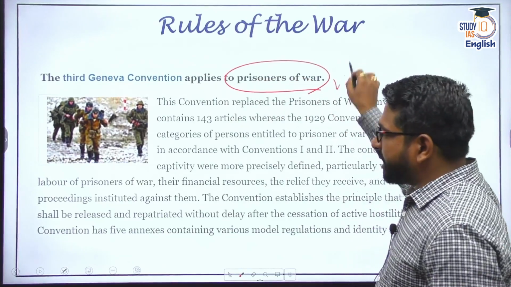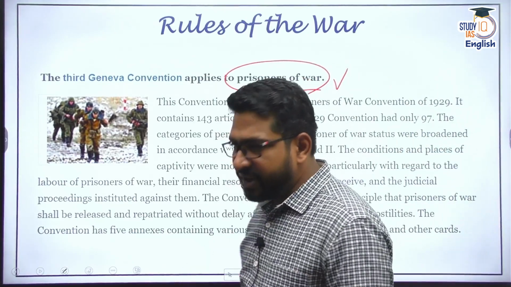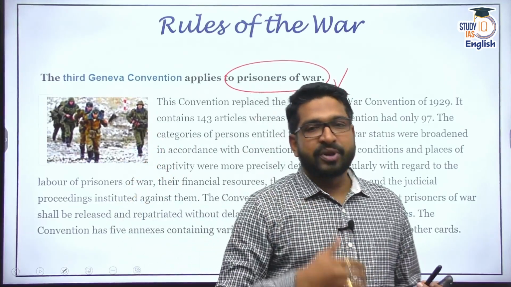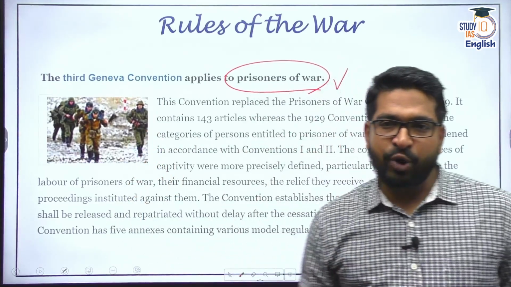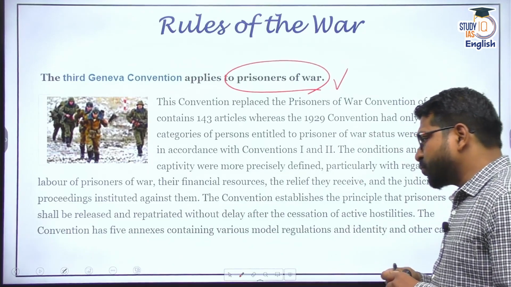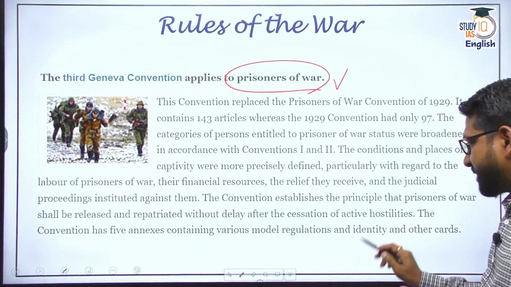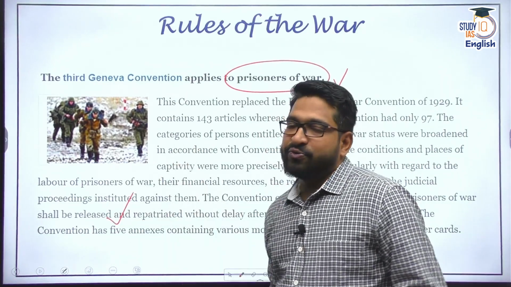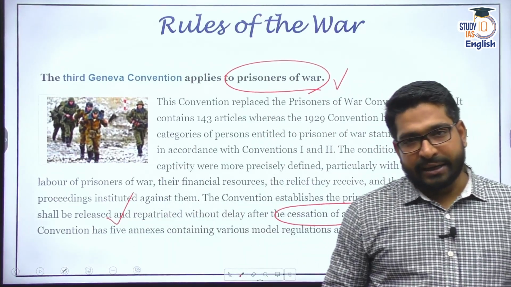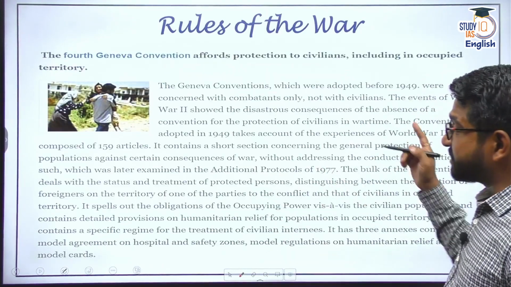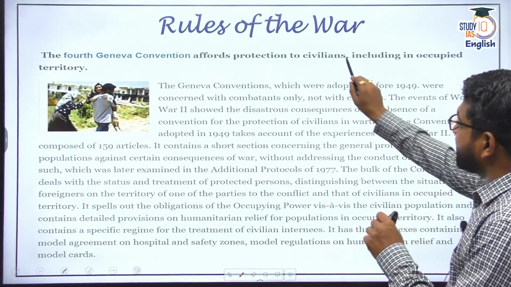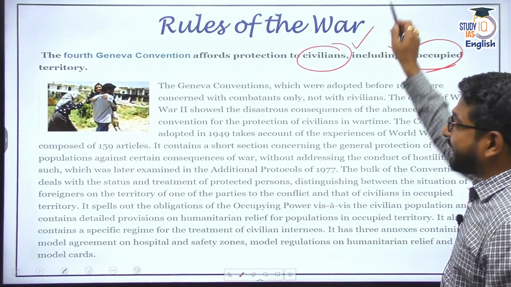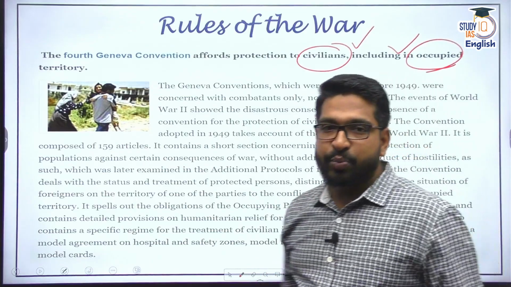Now, whenever two state parties are in conflict, you do understand that you will catch hold of the prisoners from one side, POW, prisoners of war. The convention states that as soon as the hostilities have ended, the prisoners of war must be released and repatriated. That is the third convention. And then there is a fourth convention which affords protection to civilians, now including people in the occupied territory. Whoever is occupied, there also you have to protect the civilians.